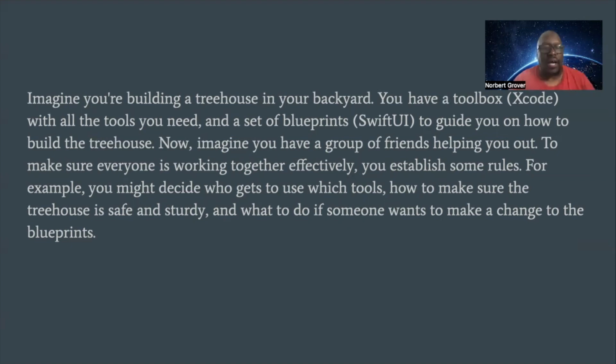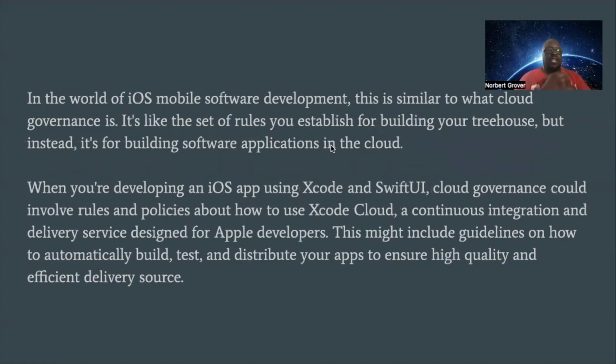SwiftUI. Okay. Now imagine you have a group of friends helping you out. To make sure everyone is working together effectively, you establish some rules. For example, you might decide who gets to use which tools, how to make sure the treehouse is safe and sturdy, and what to do if someone wants to make a change to the blueprints. In the world of iOS mobile development, this is similar to what cloud governance is.